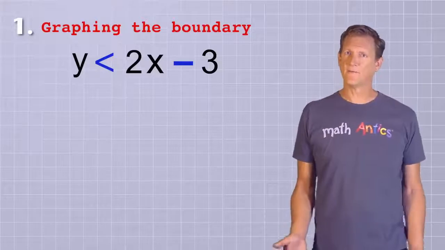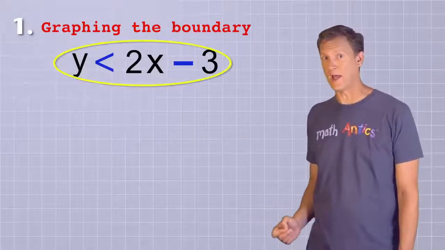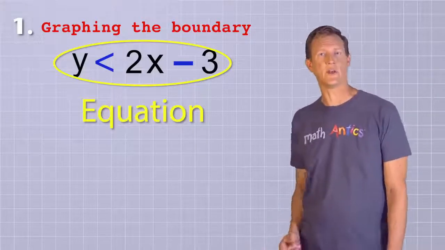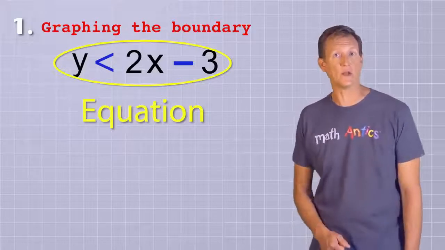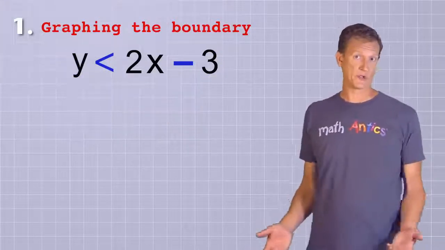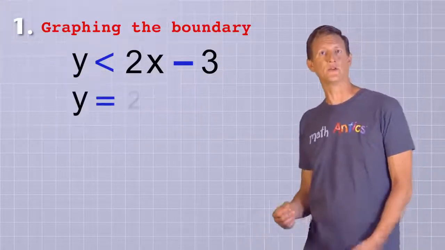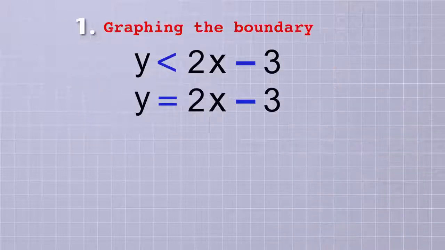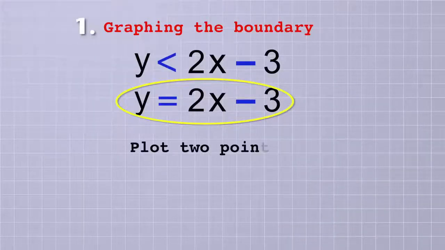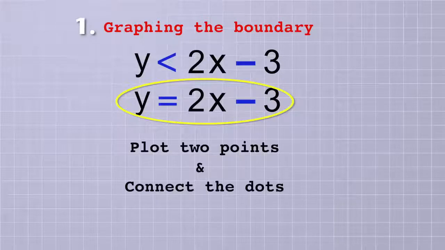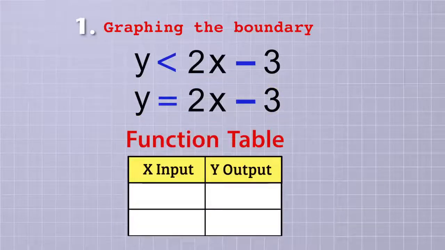To do that, first pretend that the inequality you have is actually an equation so that you can graph it exactly the same way you'd graph a line. That means rewriting it as y equals 2x minus 3. To graph that line, we just need to plot any 2 points along it and connect the dots. It's kind of like making a function table, but we only need to find the y output values for 2 different x input values. Any 2 points will do, so I'm going to pick x equals 2 and x equals negative 2 to keep things simple.